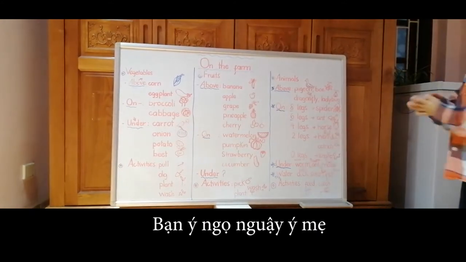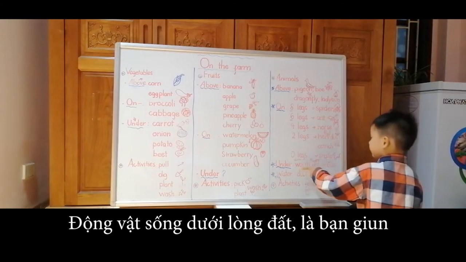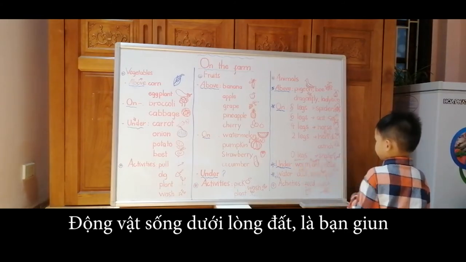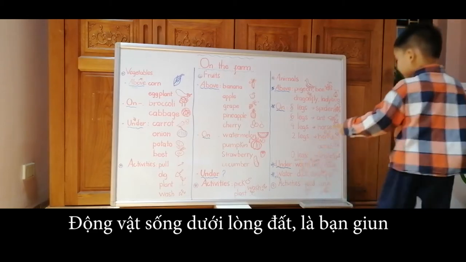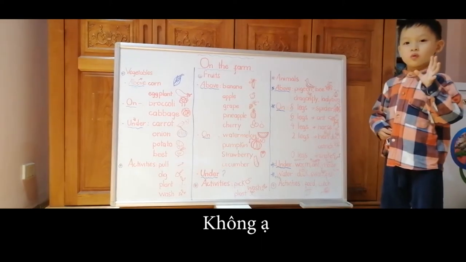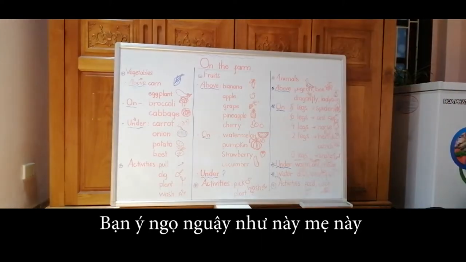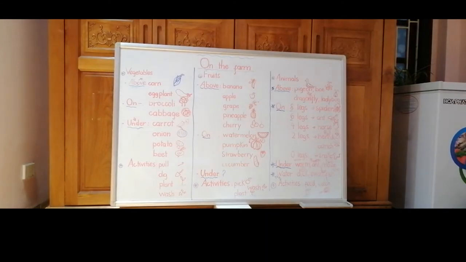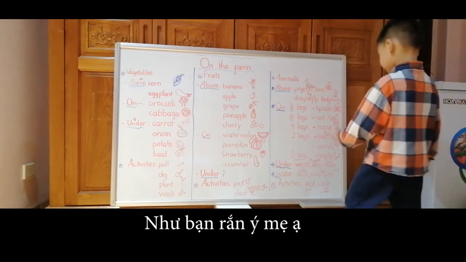Where do we go? The animal under the ground is worm. Worm has legs? No. How can worm move? It wiggles, like a snake.